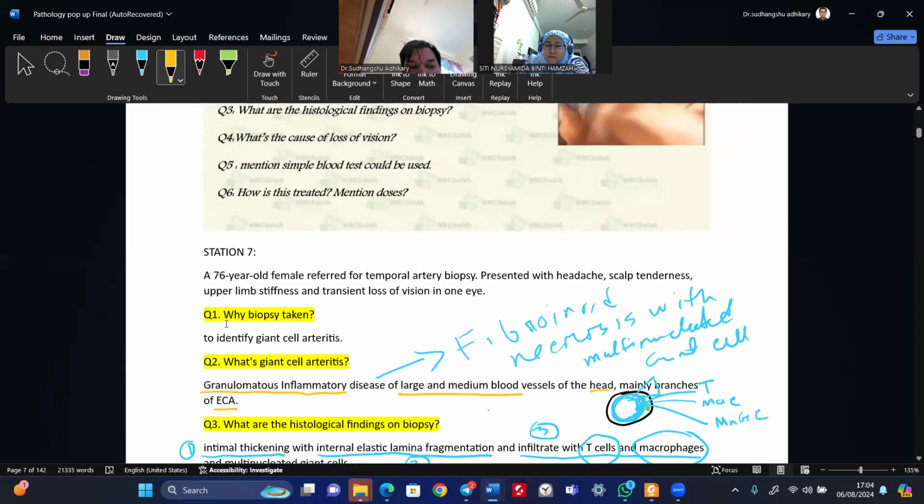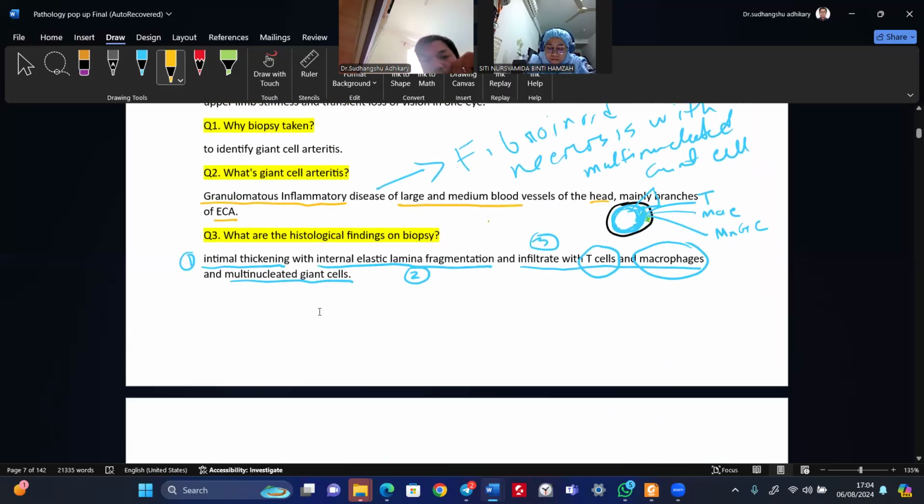Why is the biopsy taken? To identify giant cells. And then the next question, what is giant cell arteritis? It is a granulomatous inflammatory disease of large and medium sized vessels, mainly in the branches of the external carotid artery. Then, if we do a biopsy, what will we get? We will get certain things.